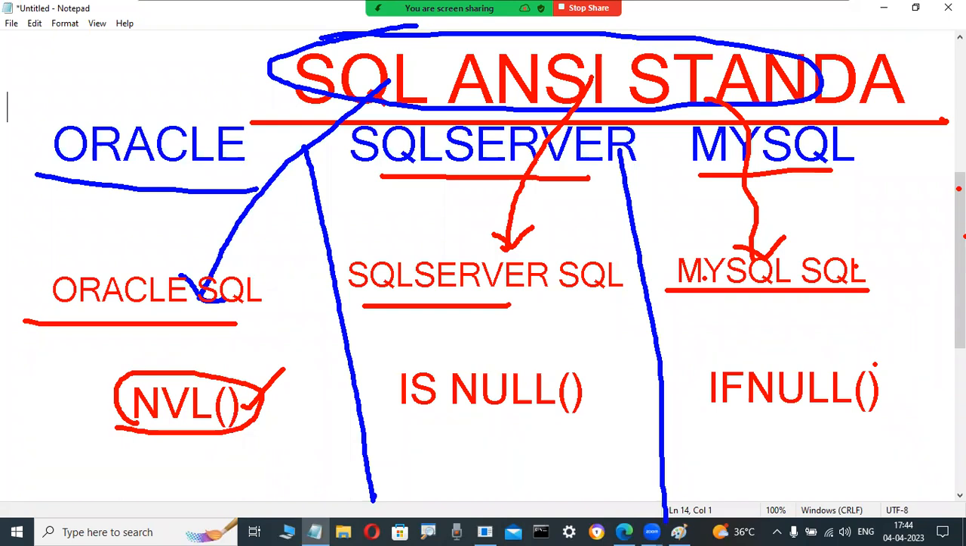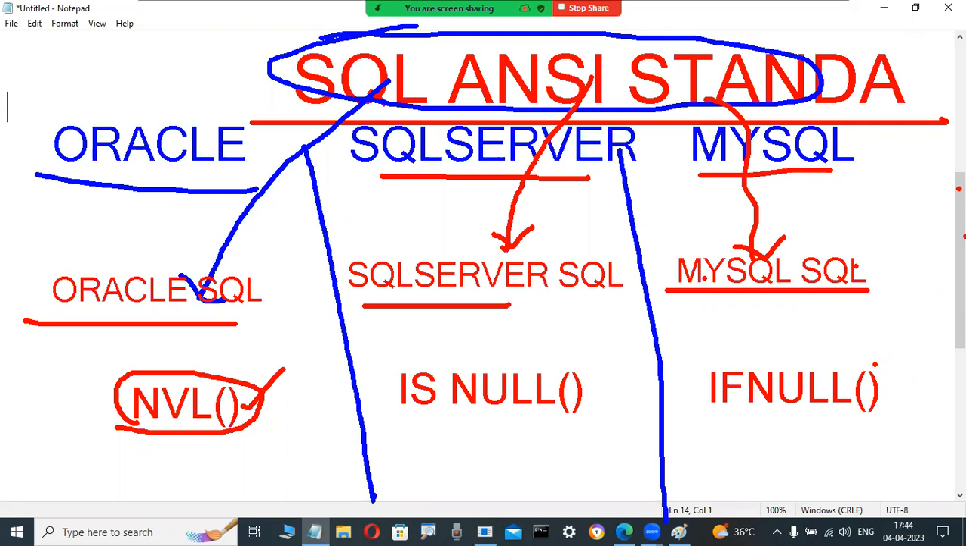Again, SQL Server is a product from Microsoft. Those people also copied some concepts from ANSI standard SQL, and they also give their own syntaxes and their own functions. That is called the SQL Server SQL language.